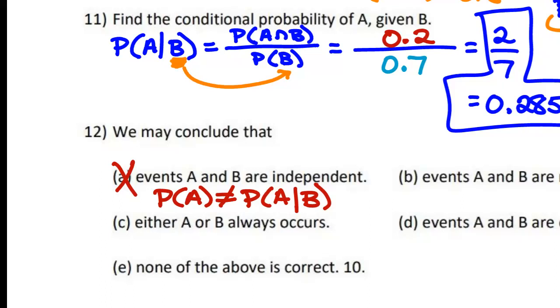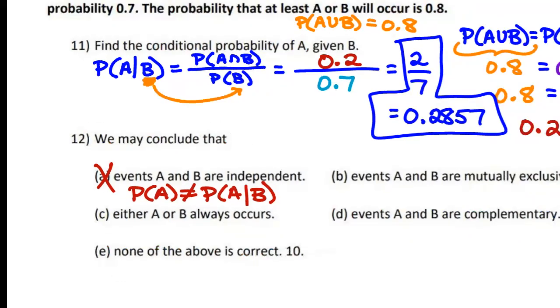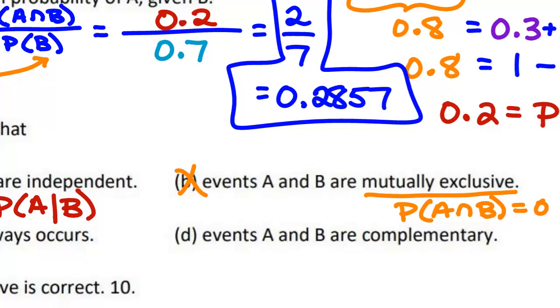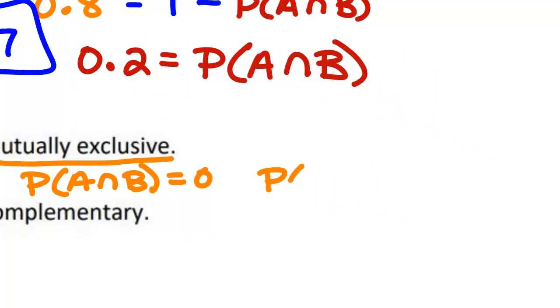Events A and B are mutually exclusive. What does mutually exclusive mean? Can't happen at the same time. So that means that the probability of A and B would have to be 0. Because if it's not 0, then you can have both of these happening at the same time. Are they mutually exclusive? Nope. Because the intersection is 0.2.